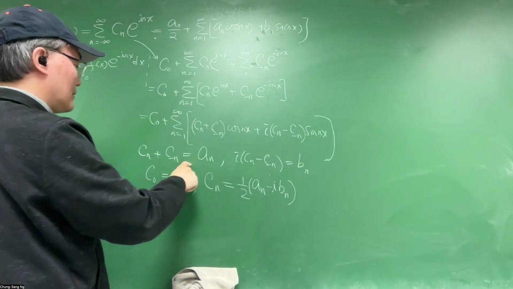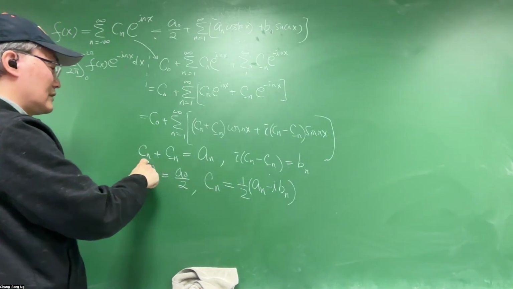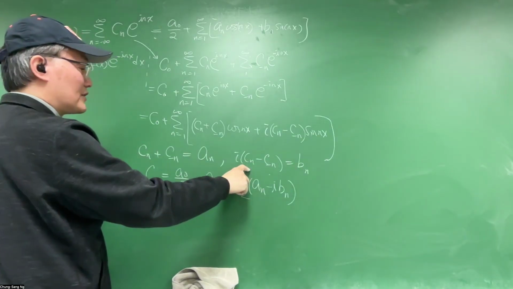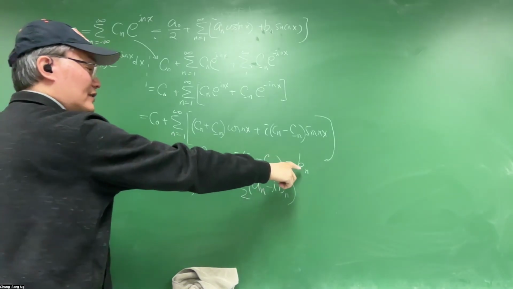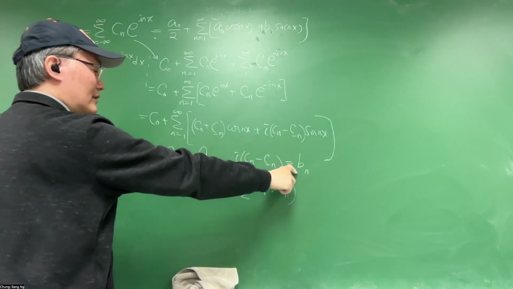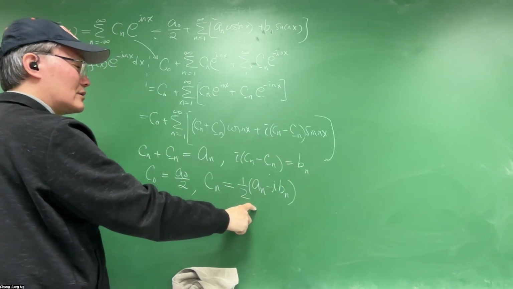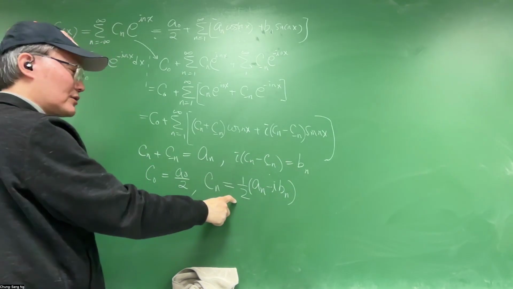Why? I want to solve for C sub n, right? This becomes C sub n if I multiply by minus i on both sides, minus i and minus i, and I add the 2. Then I divide it by 2. That's it.